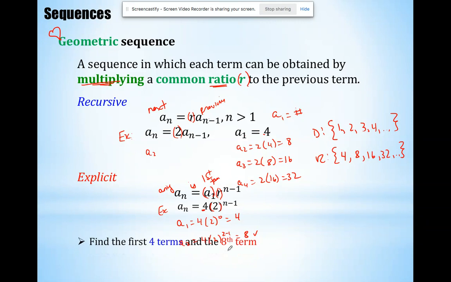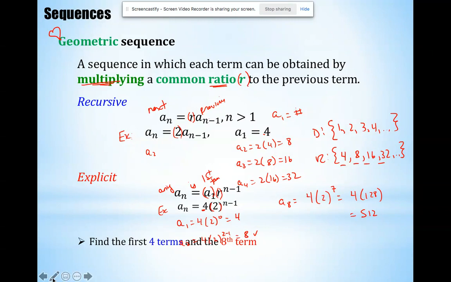What if I want to find the 8th term? I found the first 4 terms, done. I could keep going to find the 8th, but I could use my explicit rule and say a sub 8 is 4, the first term, times the common ratio to the n minus 1. 2 to the 7th, what is that? 128. So really, that's 2 squared times 2 to the 7th. That's really 2 to the 9th, right? Check my math on that.